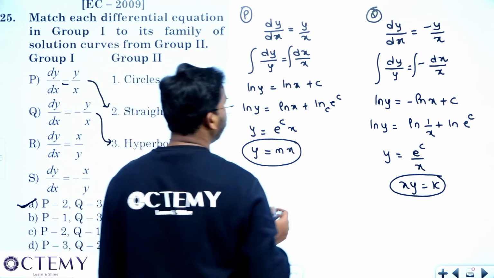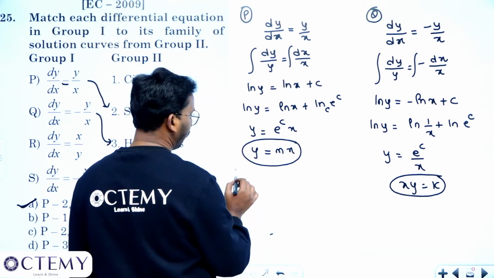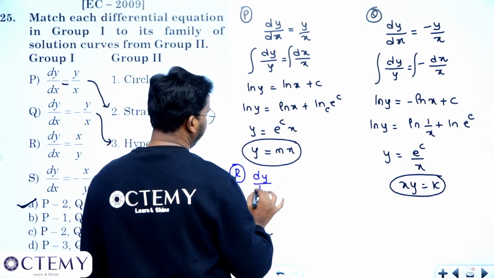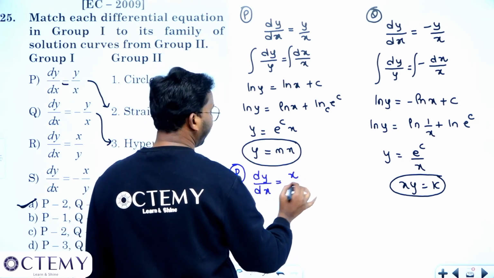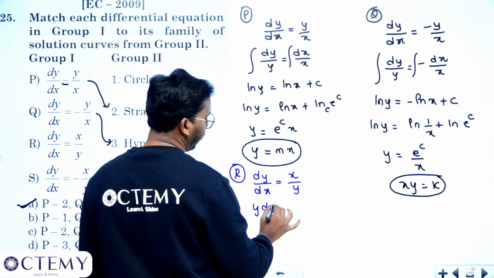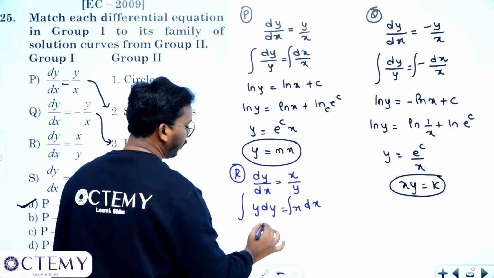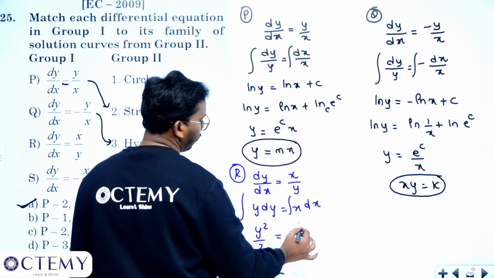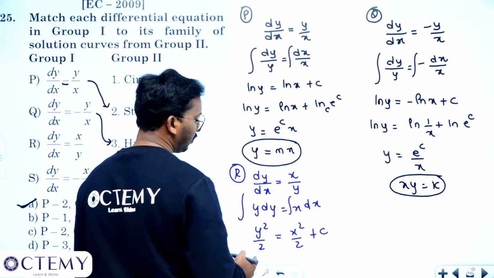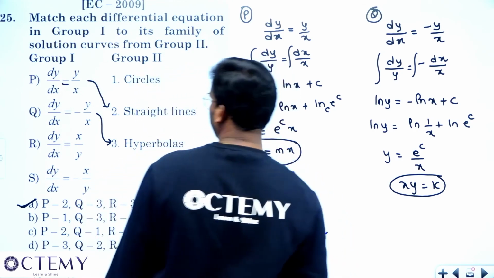Let us check R now. If you want to check the option R, what is R saying? Dy by dx is equal to x by y. So that will become y dy is equal to x dx. Integrate. It will become y square by 2 is equal to x square by 2 plus c. So this will become what, sir? Y square is equal to x square plus c, or this should be minus, so it will become a circle, sir. This should be a circle.